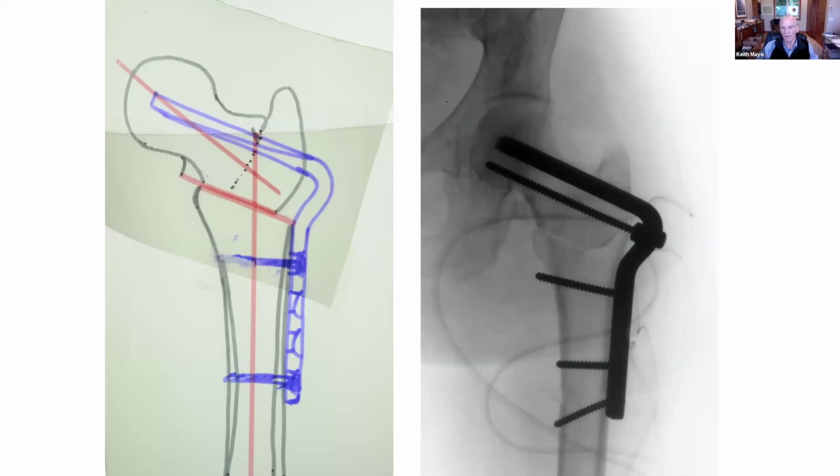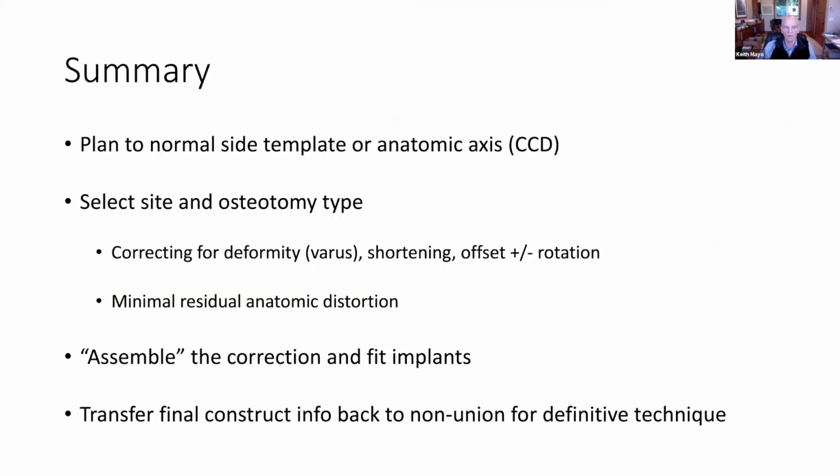So most of the time we have a normal, but sometimes we'll have to use local anatomic averages as a plan. So in summary, we should have two options, usually a normal side template, and the alternative is an anatomic axis correction. You can select the site based on the original plan and the osteotomy type, correcting for the deformity, which is typically varus or adduction, shortening, offset, and within reasons, and then rotation.